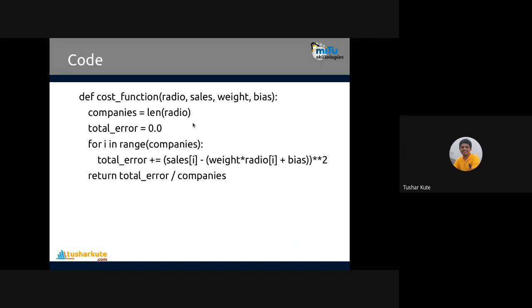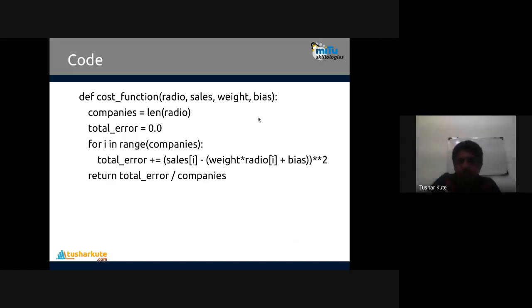Here I've just created one simple function where the values of radio, sales, weight and bias are given. Input is radio, output is sales. Then weight is multiplied with the input and bias is added, and accordingly the output is generated. To create this cost function, we take all these inputs that we require.